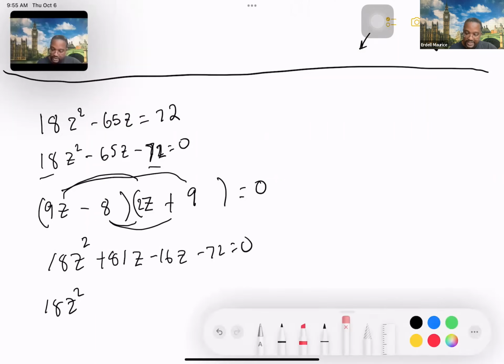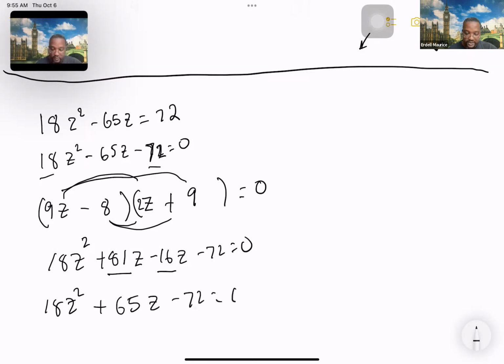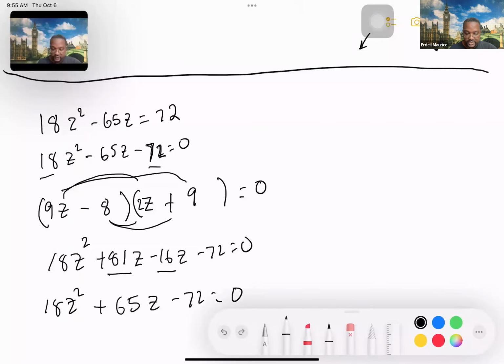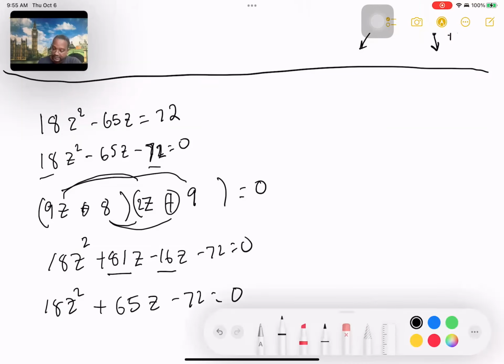9 times 9, 81. Oh, it should be negative 16z, sorry. There we go. Again, I'm just trying this out so I can see how close I can get to the answer. 81 minus 16 is 65, right? Minus 72, which is almost right. It should be negative 65, not positive 65. And what that simply means is that I need to switch the signs. This needs to be plus, this needs to be minus.